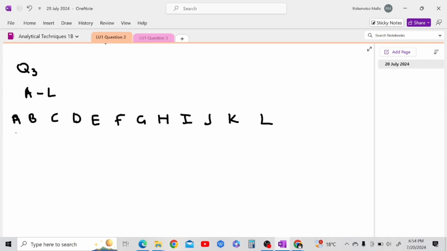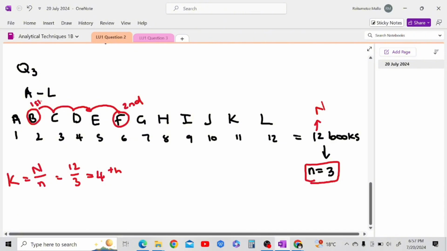So our starting point is B, right? If we want to select the next book from B, we're going to move 1, 2, 3, 4. So we're going to select F. F is going to be the second book that we select. B was the first one, again. And we are only supposed to select how many? 3. We cannot select more than 3, right?